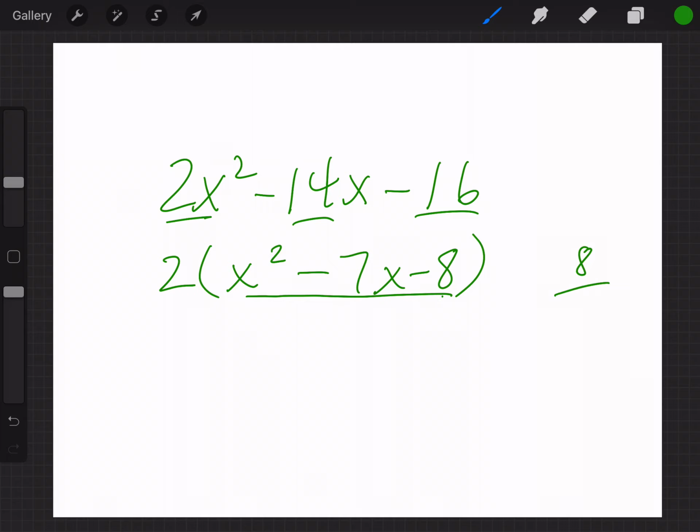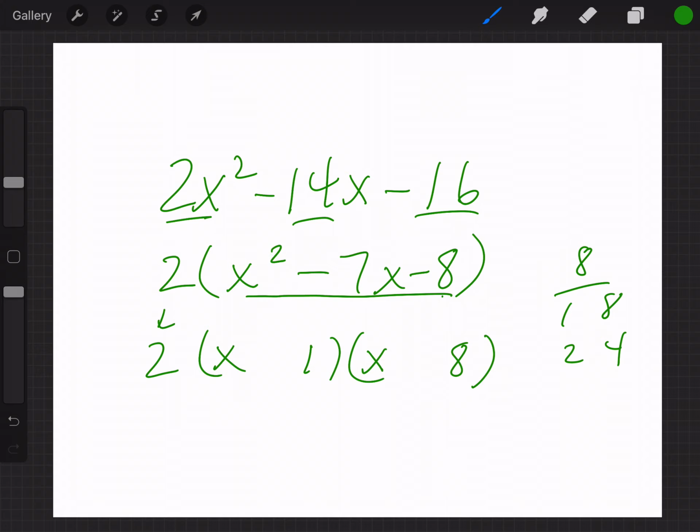So factors of 8: 1 and 8. Don't forget the obvious, 2 and 4. 1 and 8 can give me a 7. So don't forget your 2. It comes along for the ride. And you're going to set up 2 parentheses. You're going to put an x and x. Now, 1 and 8 will give me a 7. I need a negative 8. So that means I either need 1 minus 8 or 8 minus 1.